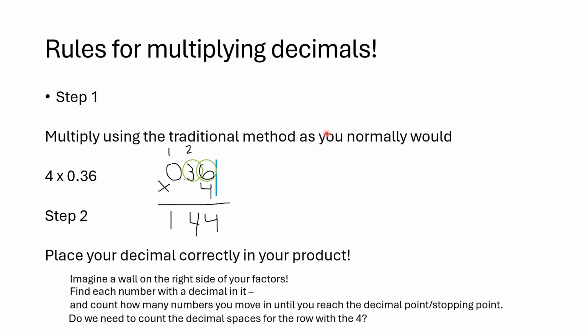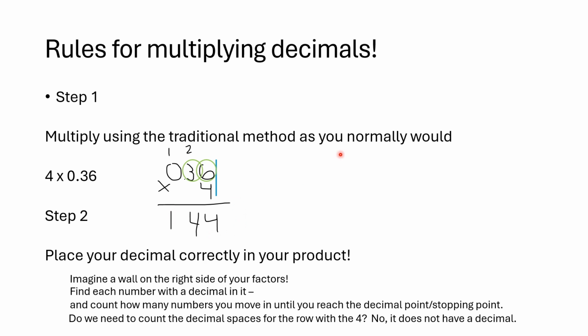Do we need to count the bottom row with the 4? No. If the row does not have a visible decimal point, then you do not have to count it in at all. We only count the numbers that have decimal points in them. So for this particular problem, we moved 2 spaces in, so we'll do the same for our product.